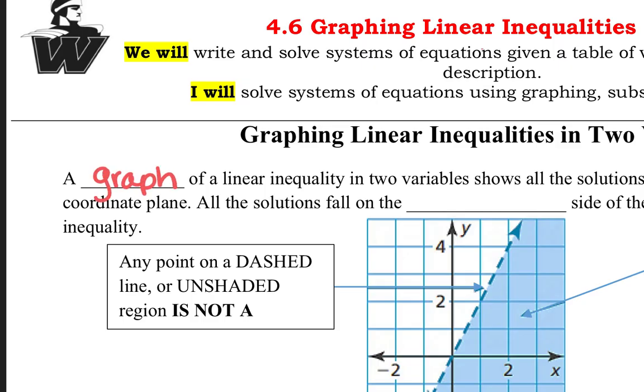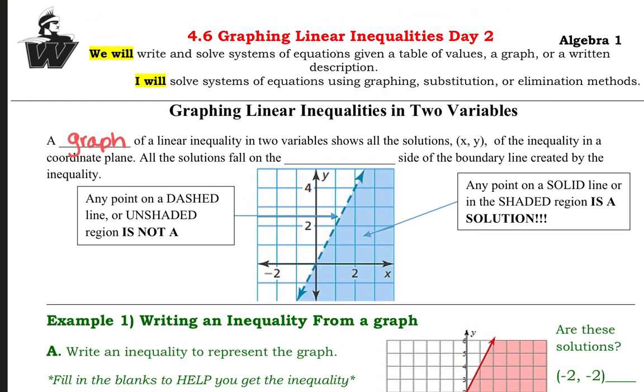A graph of a linear inequality of two variables is going to show all the possible solutions. So it says all the solutions are going to fall in the shaded area, or on the shaded side. So if you look at the screen, all of our solutions are here. Now, when it's a dotted line, it's not going to be a solution. If it's a solid line, it will be a solution, and that's on your notes.